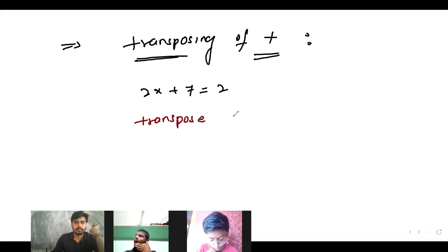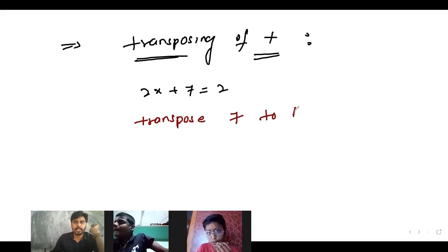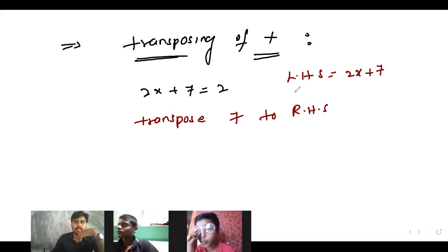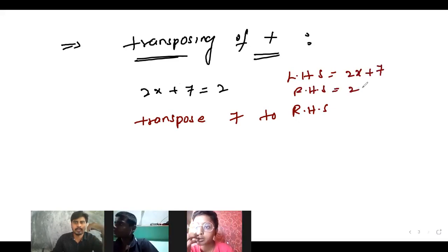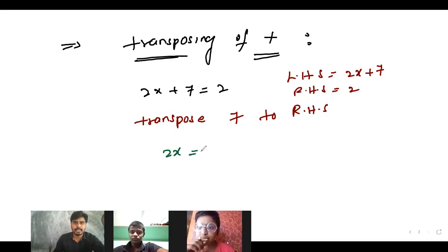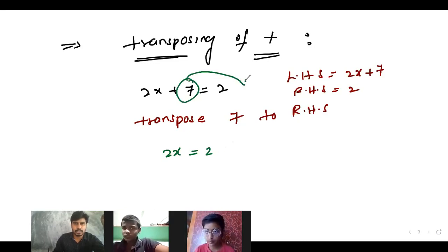Transpose 7 to RHS. What is LHS actually here? LHS is 2x plus 7. What is RHS? 2. I am transposing 7 to the RHS side. What is the sign of 7? Plus sign. Then what does it become now? 2x is equals to 2, as is. This 7 I am transposing to the RHS side, which gives minus 7.